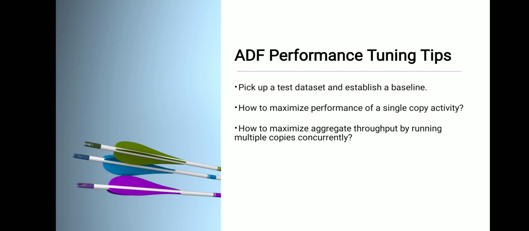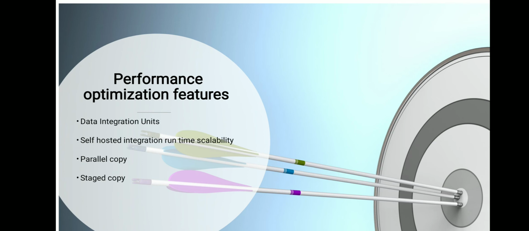From the troubleshooting perspective, there are certain optimization features that you can look at: data integration units, self-hosted integration runtime scalability, parallel copy, and staged copy. These are basic concepts in reference to what I just explained above. A data integration unit is a measure that represents the power of a single unit in Azure Data Factory. It is a combination of CPU, memory, and network resource utilization, and it only applies to Azure integration runtime. If you are using a self-hosted integration runtime, it is not applicable. You can start with the default DIU, and then increase or decrease it based upon your observation of the execution times.